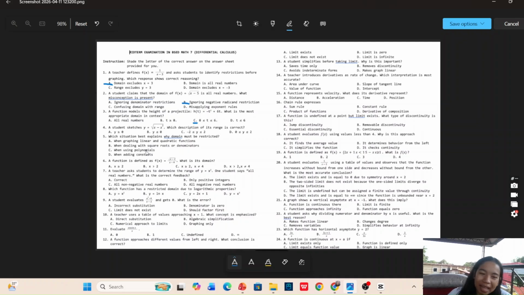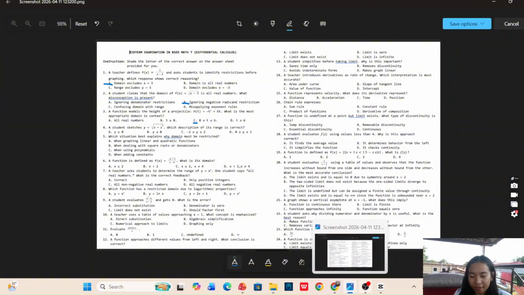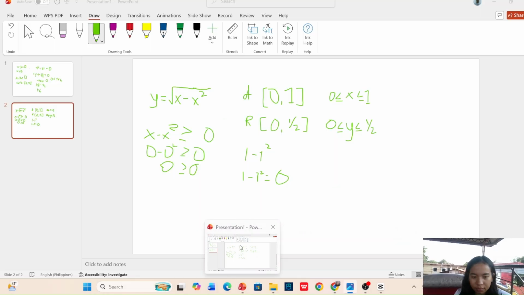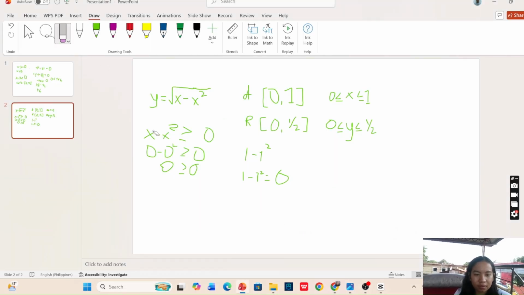Now, in order for us to get the correct answer, let us try to extract the radical function. So we have it here. Let us have this function y equals the square root of x minus x squared. Let us try to find values that would result in this function being 0.